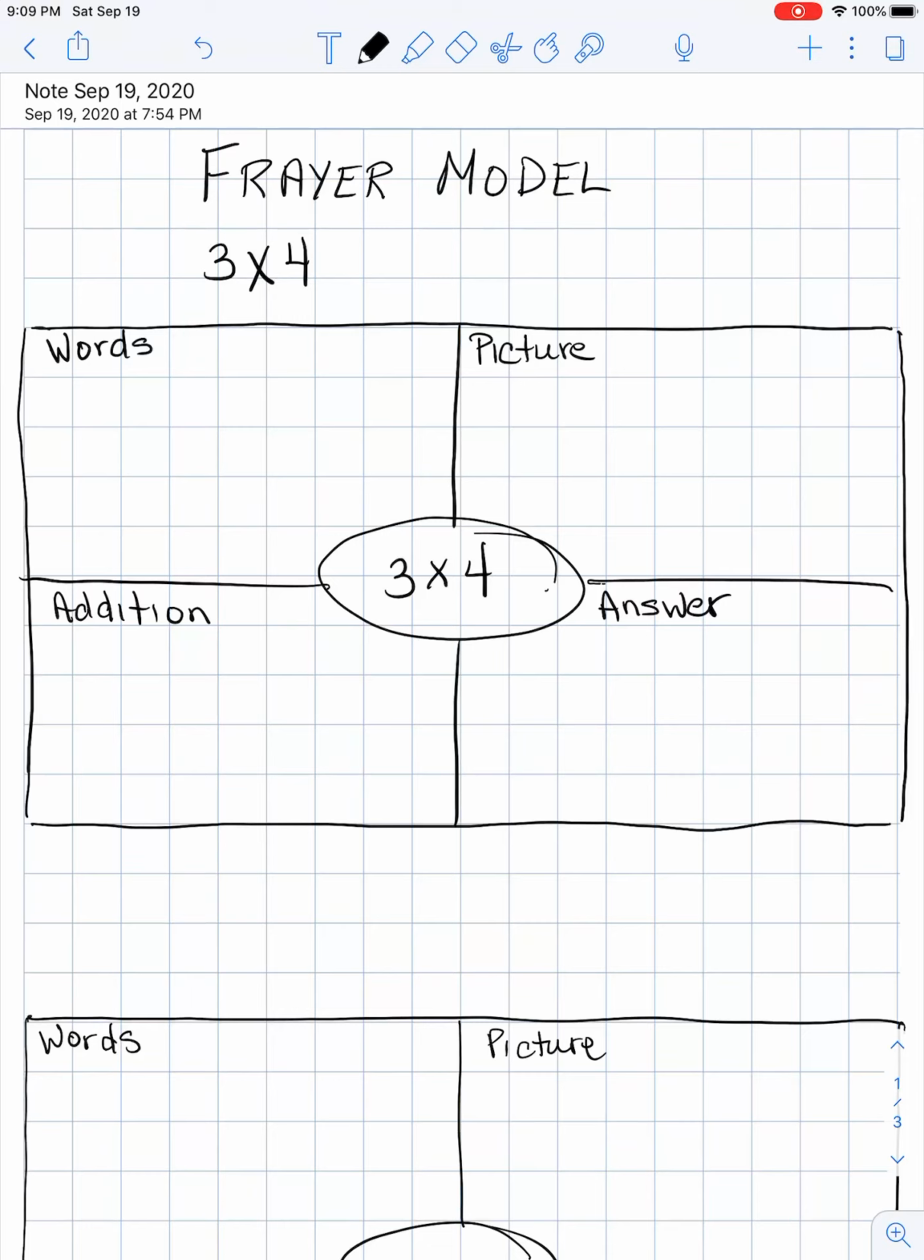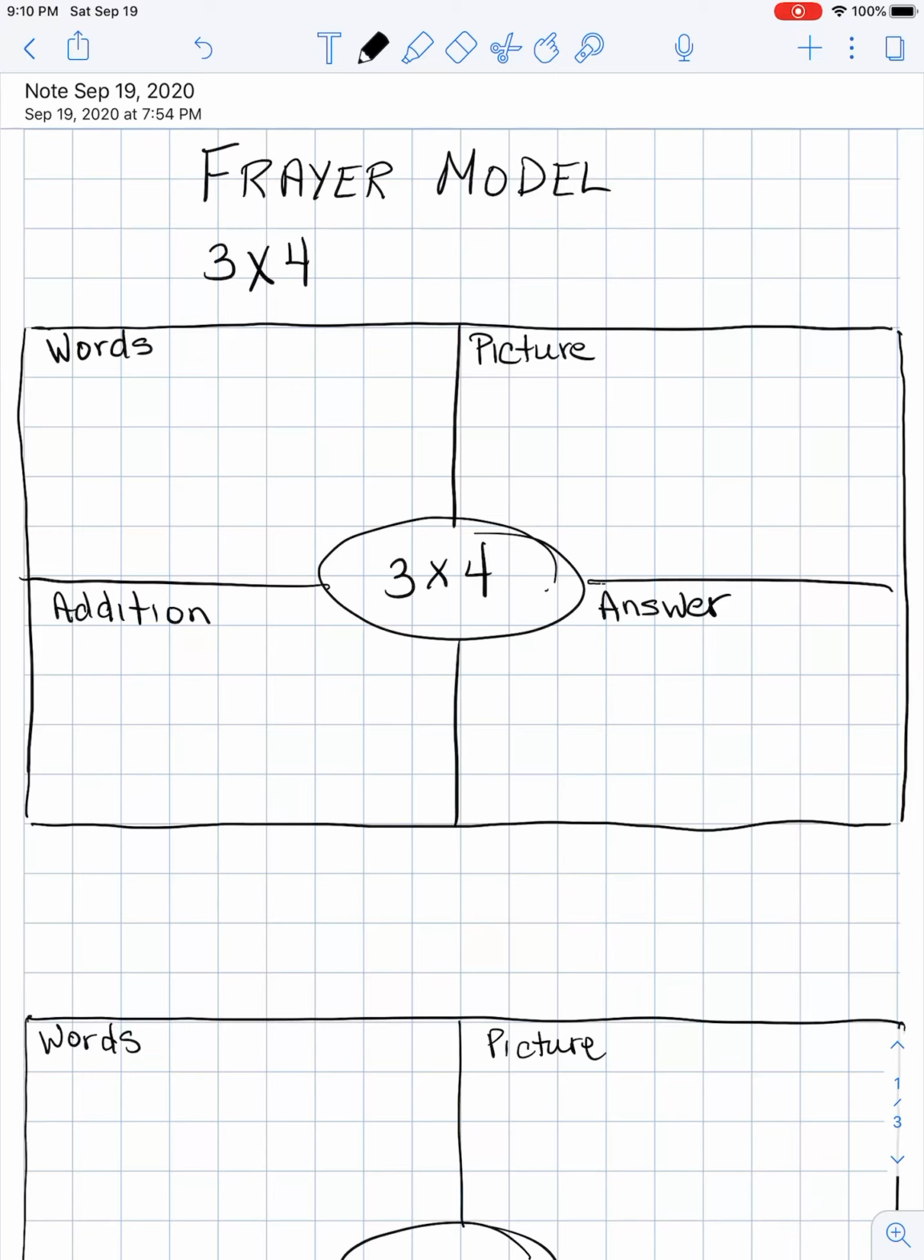So we're going to do this in kind of a graphic organizer, which is called a Frayer model. And I like to sometimes do this on an index card instead of drawing a rectangle, and the whole index card is my model. But here I've drawn a rectangle, and in the middle I have our expression, which is 3 times 4. And we are going to represent this in 4 different ways.